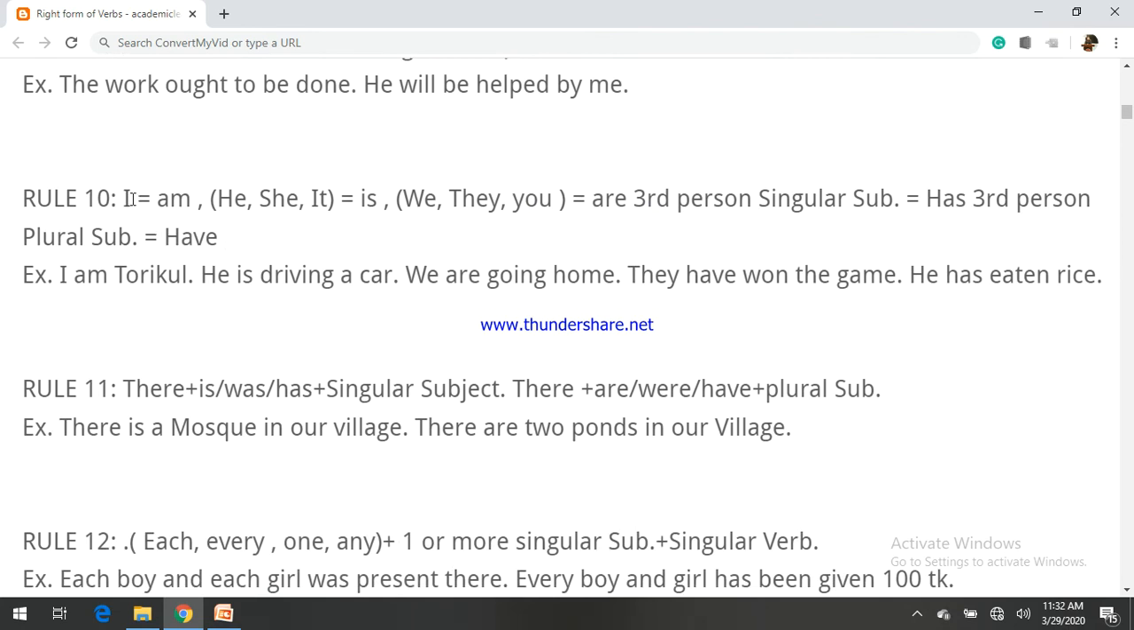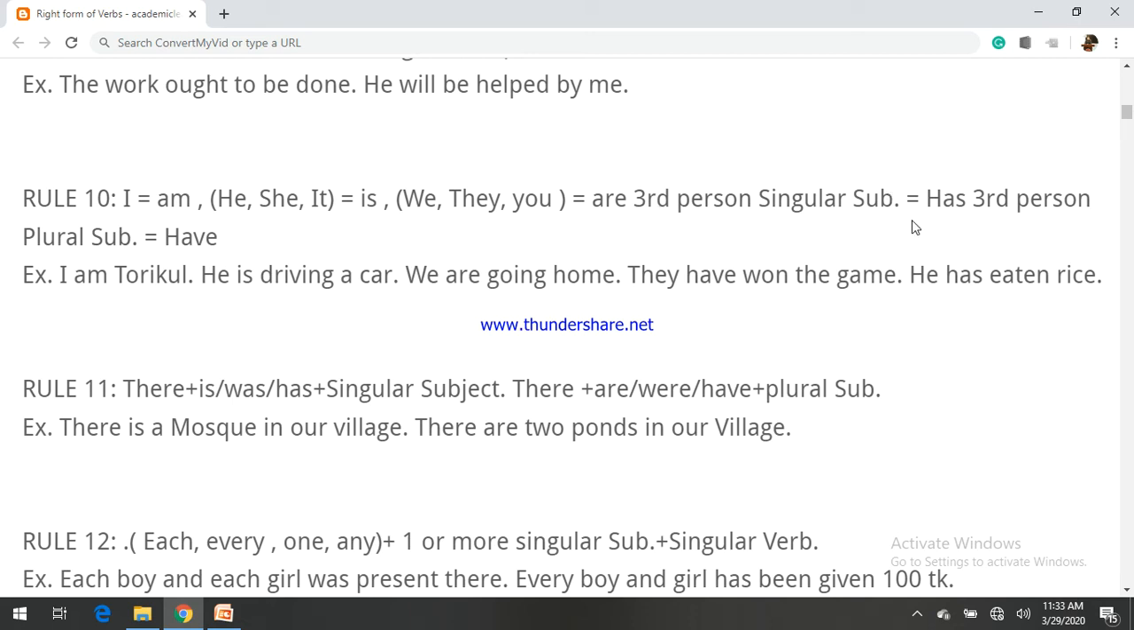Rule 10. With subject I, you have to use am. With he, she, or it, you have to use the auxiliary verb is. With the subject we, they, or you, you have to use are. That means with a third person singular subject, use is; with the first person singular subject, am; with plural second person, third person, or first person plural, you have to use are. Let's say again, I is equal to am; he, she, it is equal to is; you is equal to are.